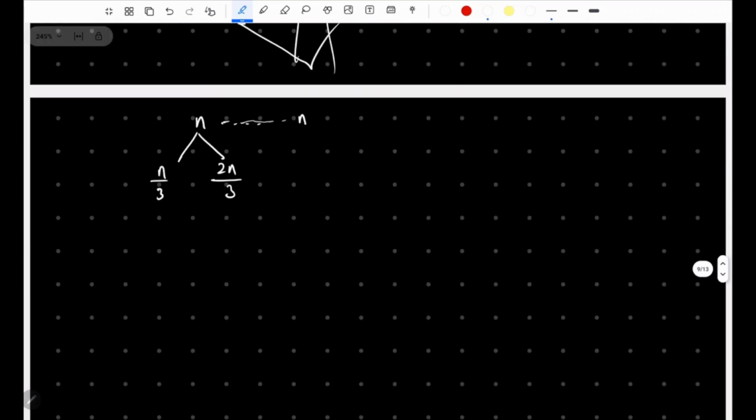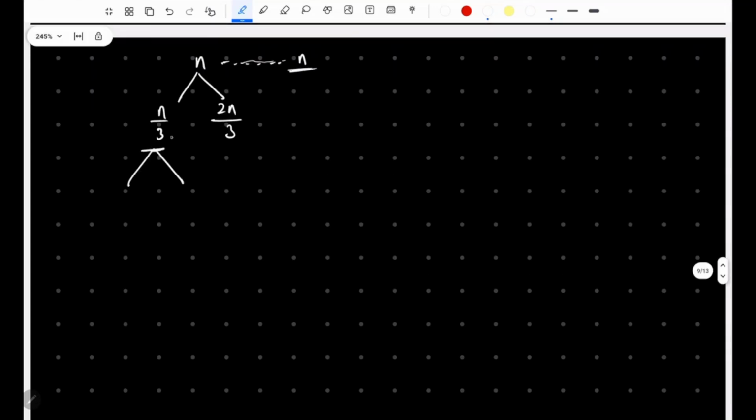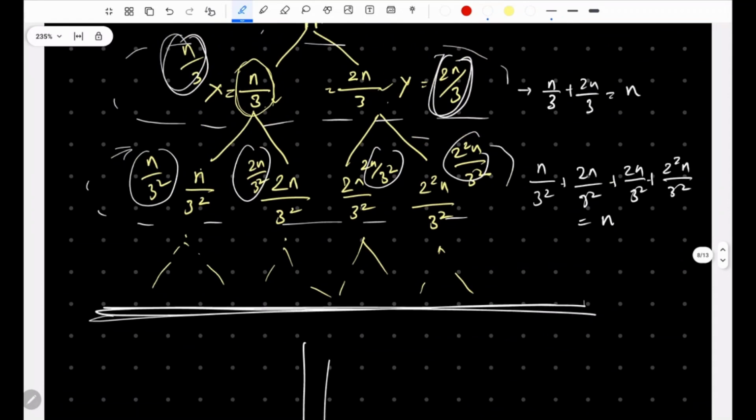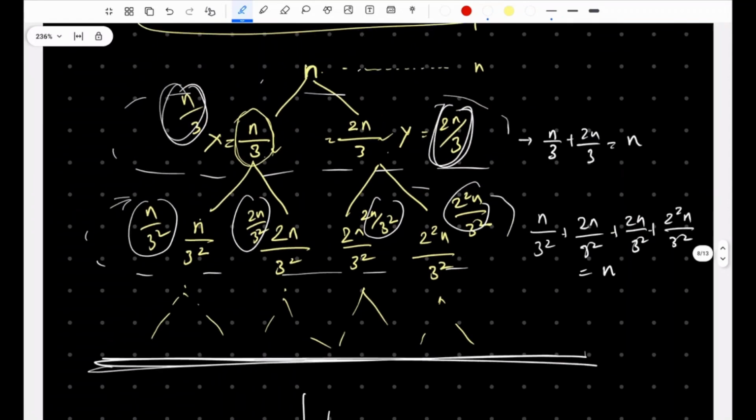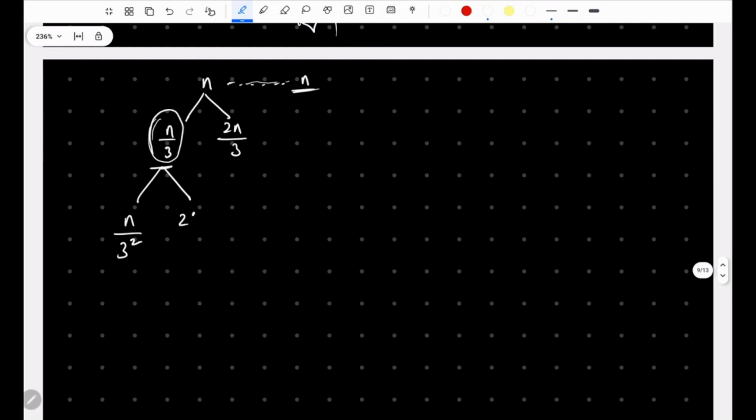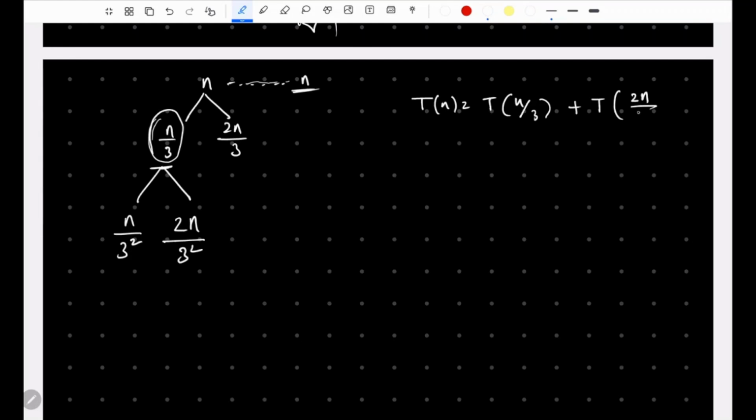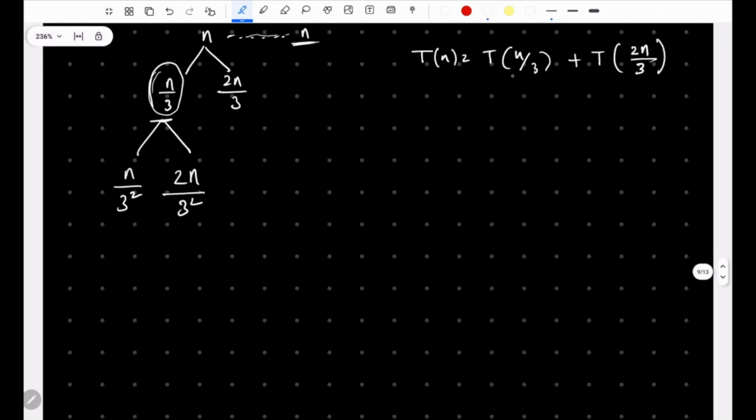Now according to the first relation given, if I divide n into these two parts, the cost will be n. So let's divide this into n by 3 and 2n by 3. So I have the equation T of n is equal to T of n by 3 plus T of 2n by 3. So I need to find T of n by 3. I will use the substitution method. I will find the value of this term and substitute here. Then I will find the value of this term.